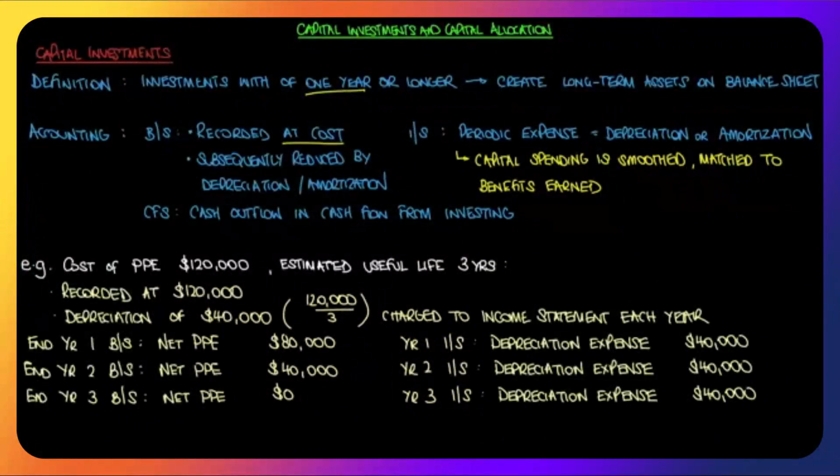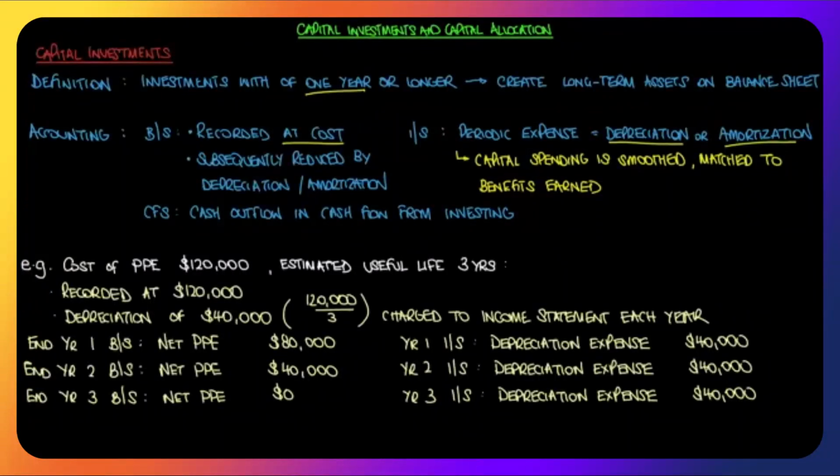Why? It's the matching concept. If you go out and spend $400 million on a machine that's going to earn you revenue for the next 8 years, it makes no sense to show a $400 million cost this year and revenues for the next 7. So instead you match the cost to the revenues. How? By charging depreciation if it's a tangible asset, amortization if it's intangible, periodically to the income statement, smoothing that capital spending, matching it to the benefits earned.